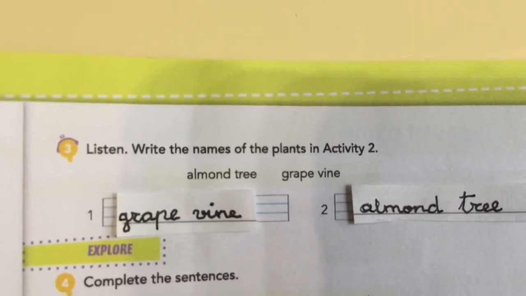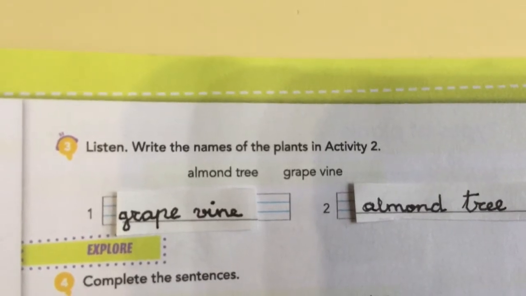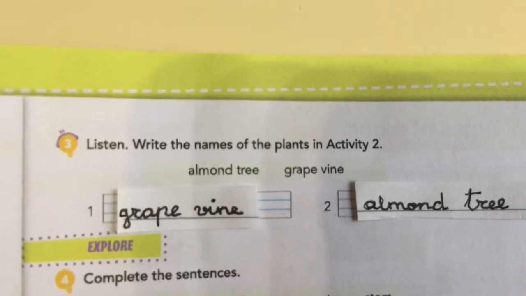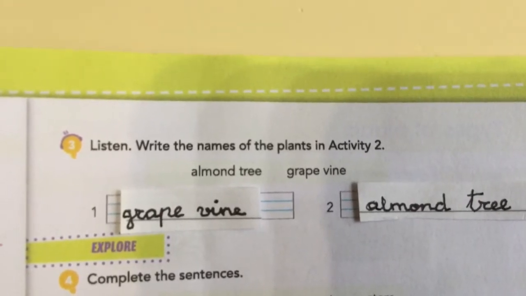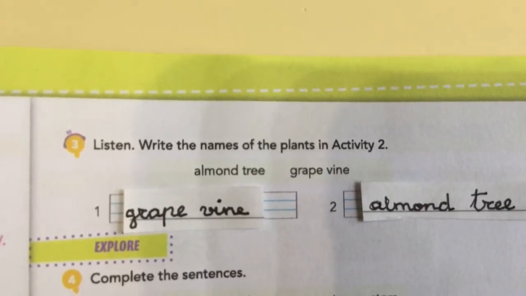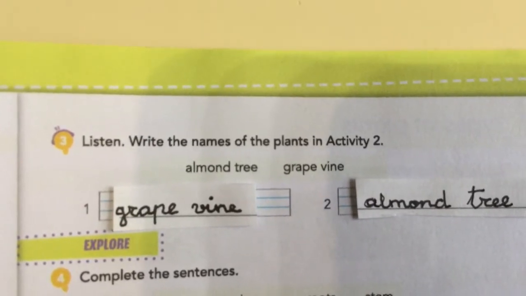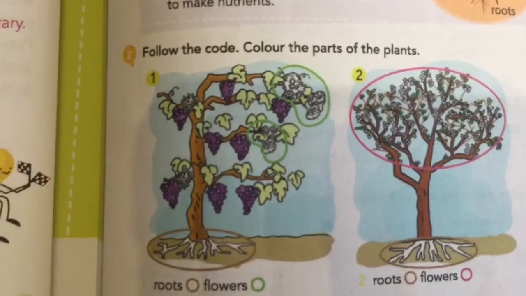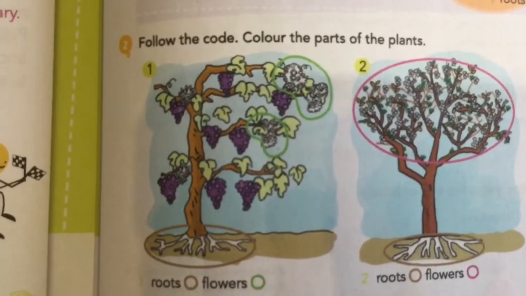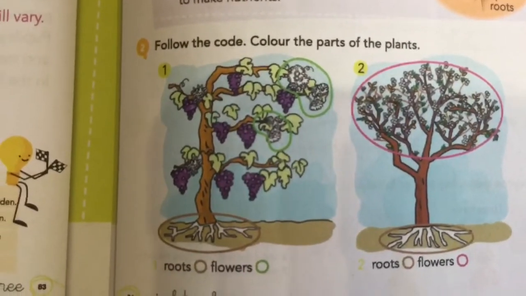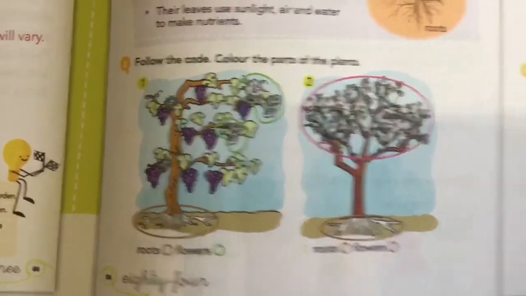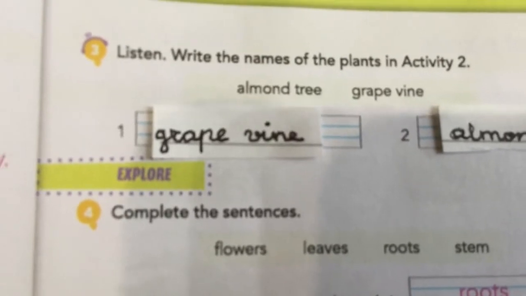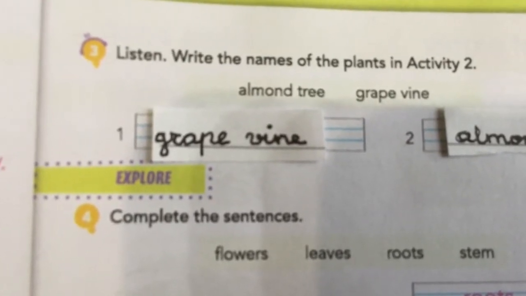Number 1 is grapevine and number 2 is almond tree, as you have in the picture. Let's go to the last activity. Complete the sentences with the following words.